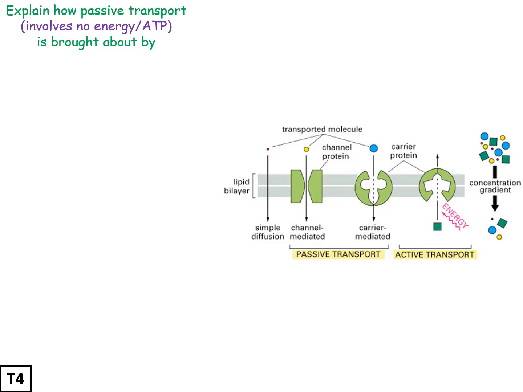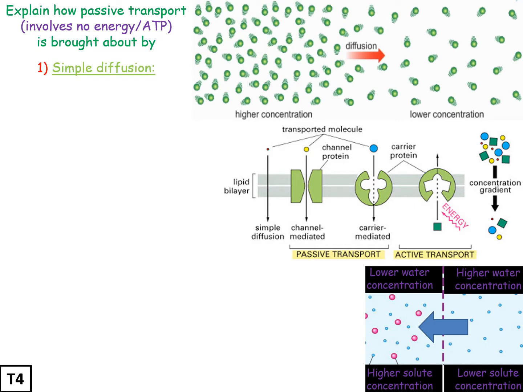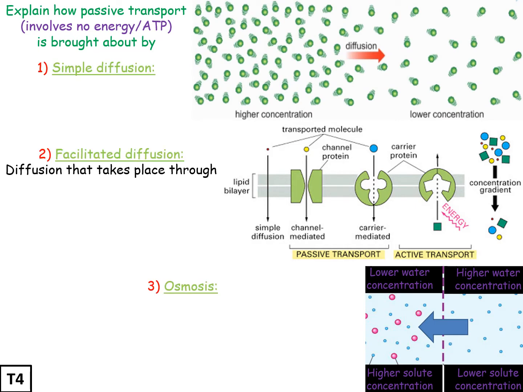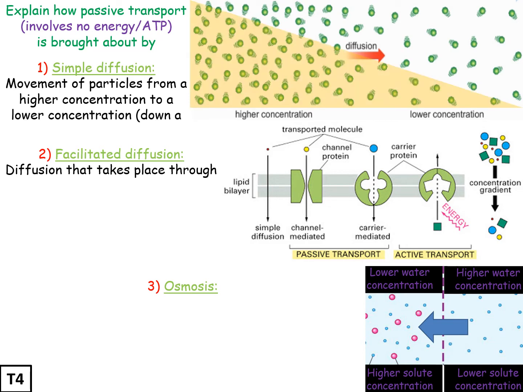Passive transport is brought about by simple diffusion, facilitated diffusion, and osmosis. In simple diffusion, particles move from a higher concentration to a lower concentration down a concentration gradient.